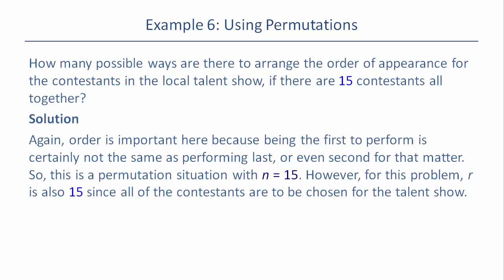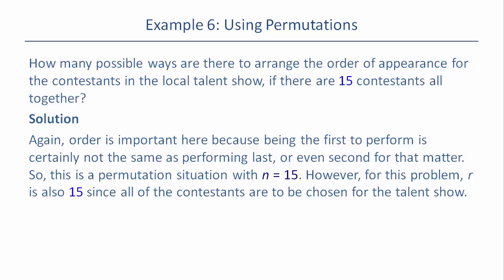All right, another example. How many possible ways are there to arrange the order of appearance for the contestants in the local talent show if there are 15 contestants altogether? It's a really poorly worded sentence. What they're trying to say is, how many ways can you schedule the performers to come out, right? You got 15 contestants, and how many ways can you order them to come out and perform? So, does order matter? Well, yeah, duh. I mean, it says order right there in it. And also it says using permutations up top.